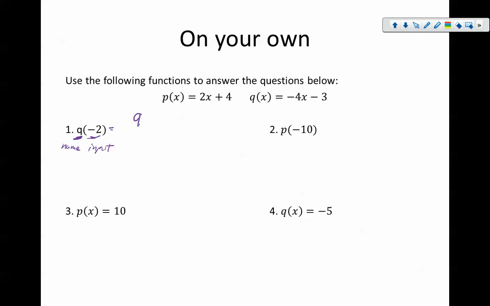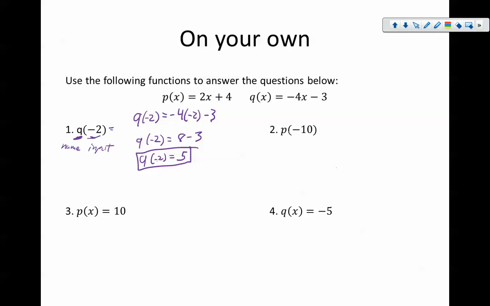So I'm going to take the q function and I'm going to plug in negative 2 like that. Remember, they gave us the input and now I'm finding the output. So q of negative 2 is 8 minus 3, which means q of negative 2 is 5, right? When I use my function q with an input of negative 2, I have an output of 5.